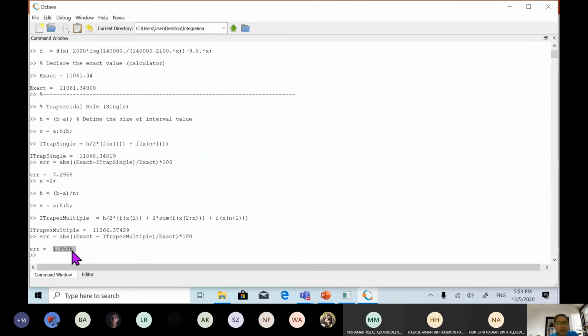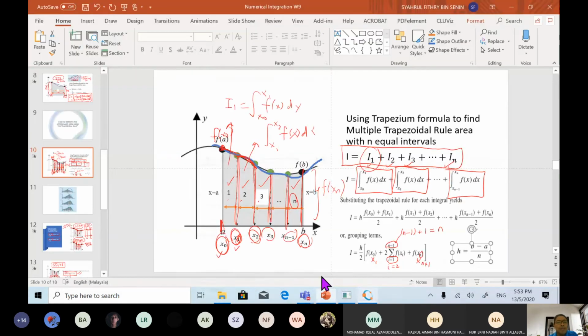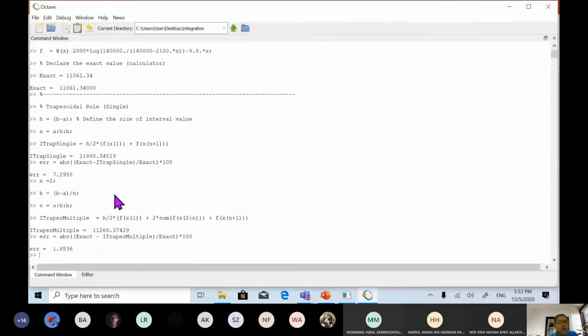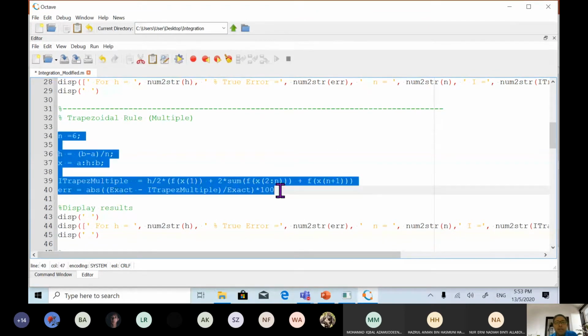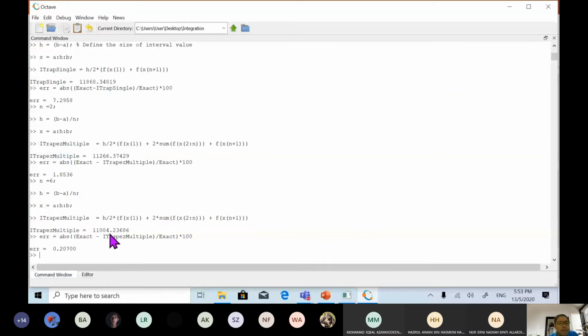But I'm still not satisfied with this value because the error is still large. So what you can do is change the number of divisions here. Maybe from 2, I change it to 6, and I will run it again and see what the output will be. The error is reduced from 1.8% to a very small value, which is 0.2%, and the area is estimated to be 11,084.